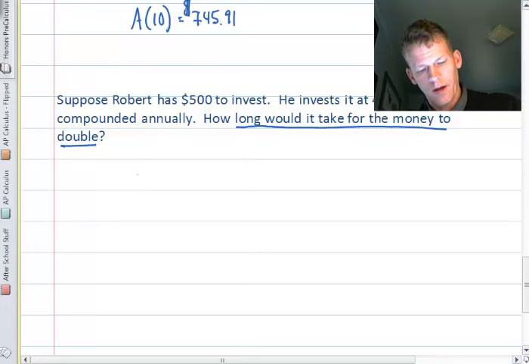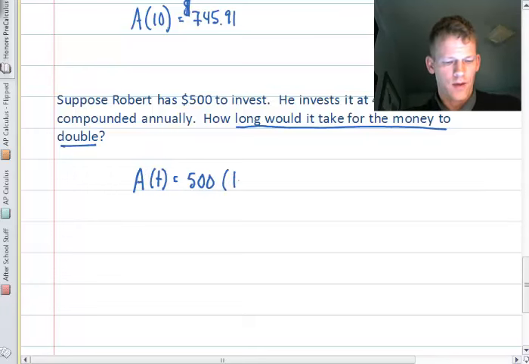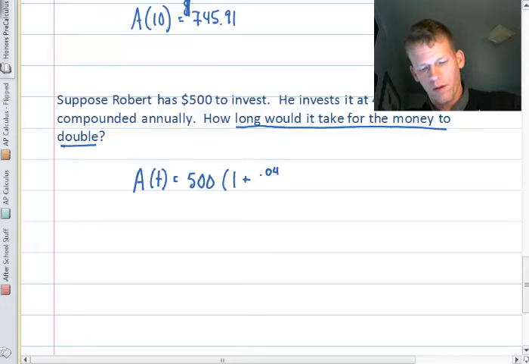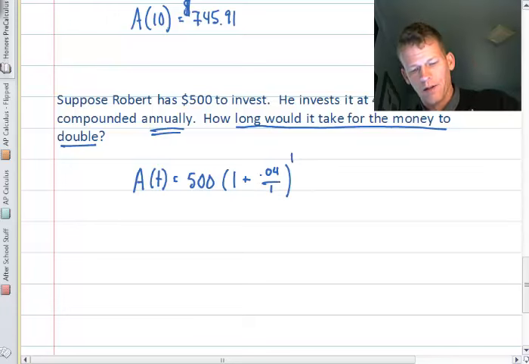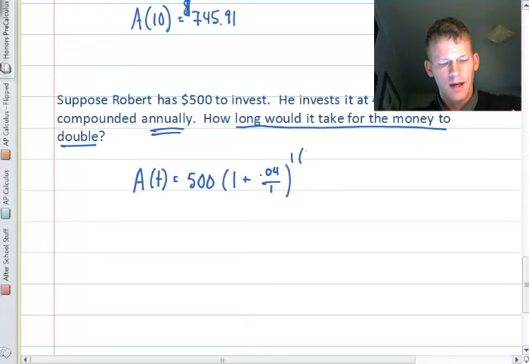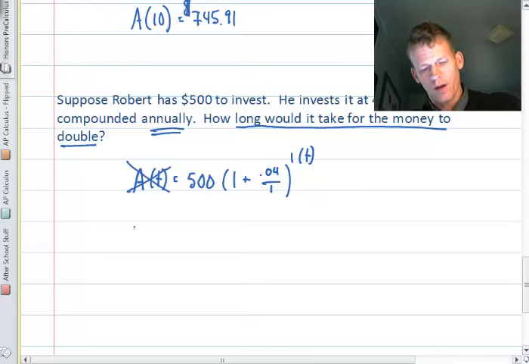So we fill in all the blanks. The amount at time t is equal to 500 times 1 plus an interest rate of 4%. It's compounded annually, so it's divided by 1, to the 1 times how long would it take for your money to double. So we're actually solving for t. So if we're looking for the amount of doubling time, I changed the amount to 1,000 because my initial amount was 500.